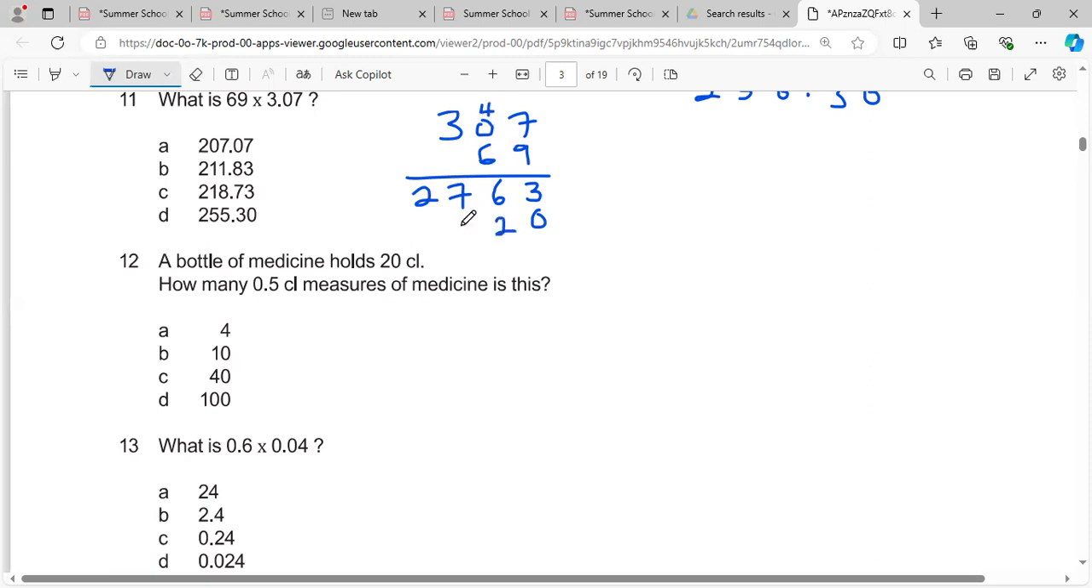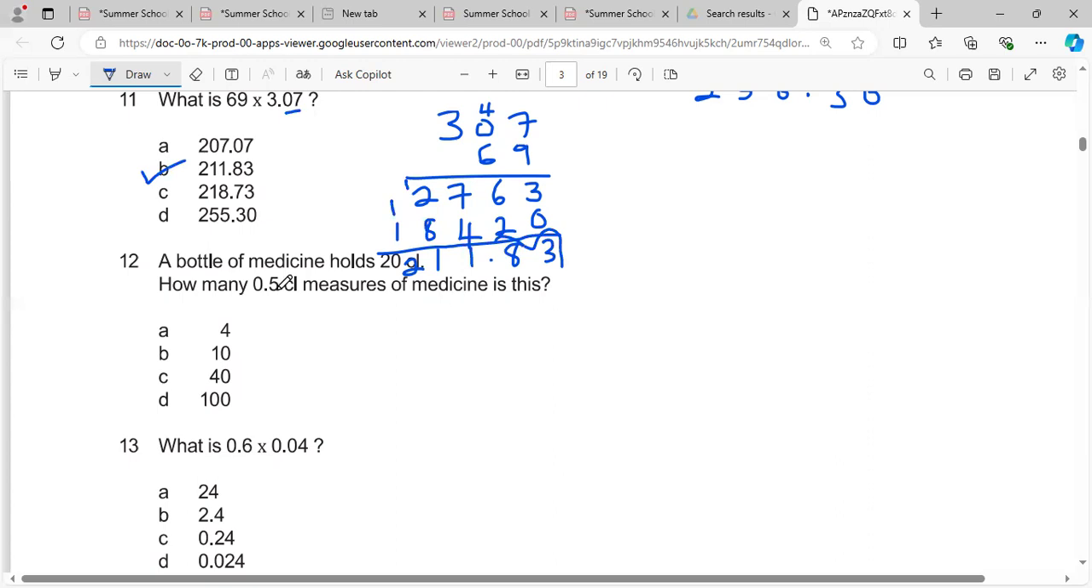Notice I put the numbers under the numbers. 6 times 3 is 18, so 8 carry 1. And then you have 3, 8. So we add in 7 and 4, 11. 1 carry 1. 8 and 2, 10 plus 1, 11. So it's 21183. But we had 2 decimal places. So we come back and we say 1, 2. So our answer would be B.